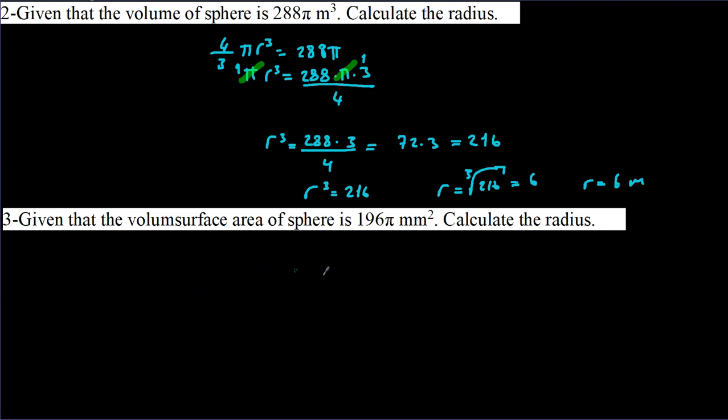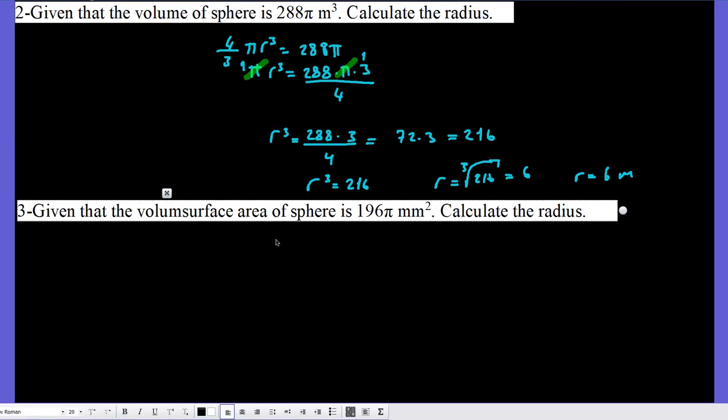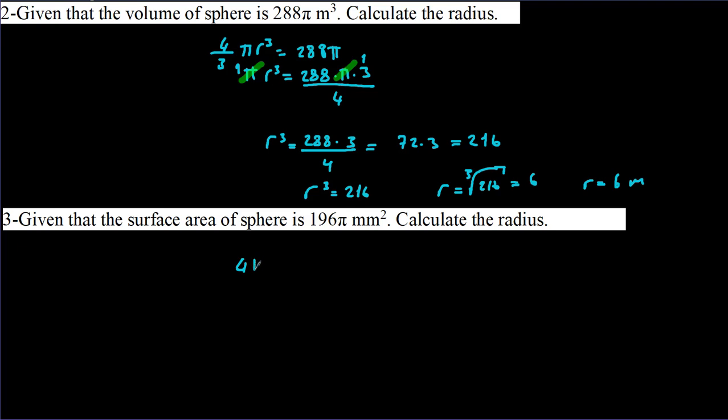Okay, the second question, actually this is the third question for this video. The surface area of the sphere is 196, and by the way, it's written volume here by mistake. So 4 pi r square should be equal to 196 pi millimeter squared, by the way. So the unit is going to be millimeter. So 4 pi r square is equal to 196 pi. To find r, we are going to send 4 and pi to the other side.